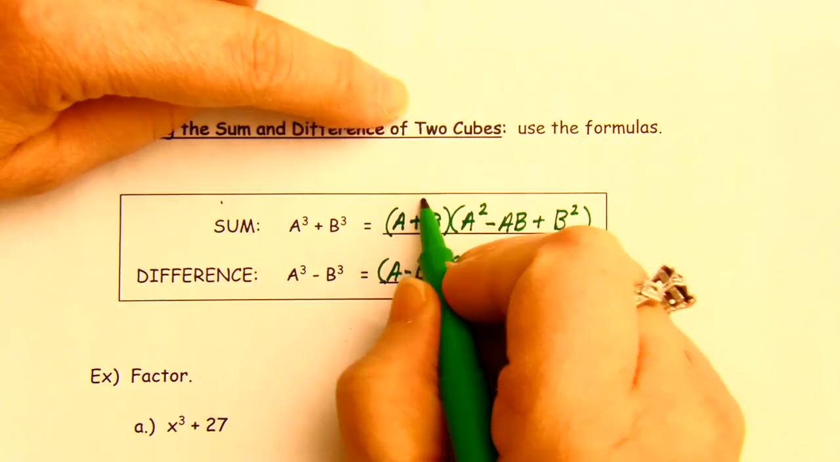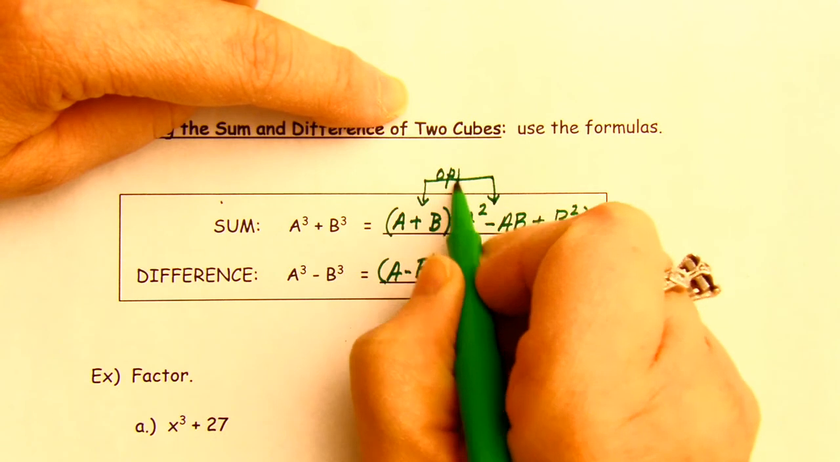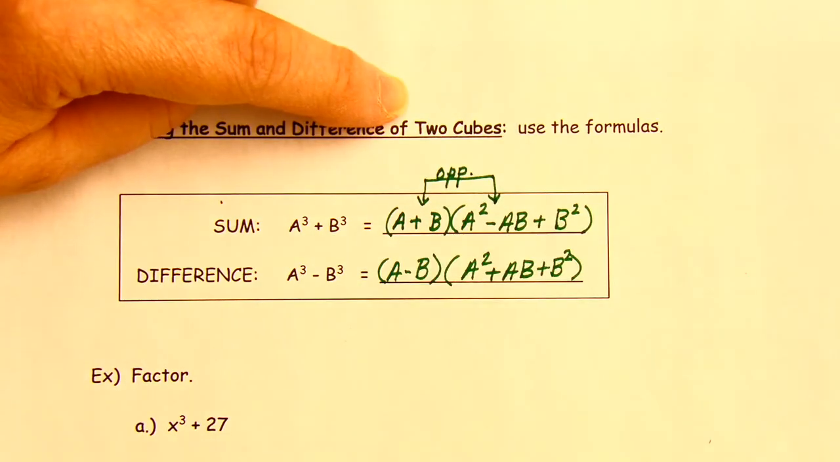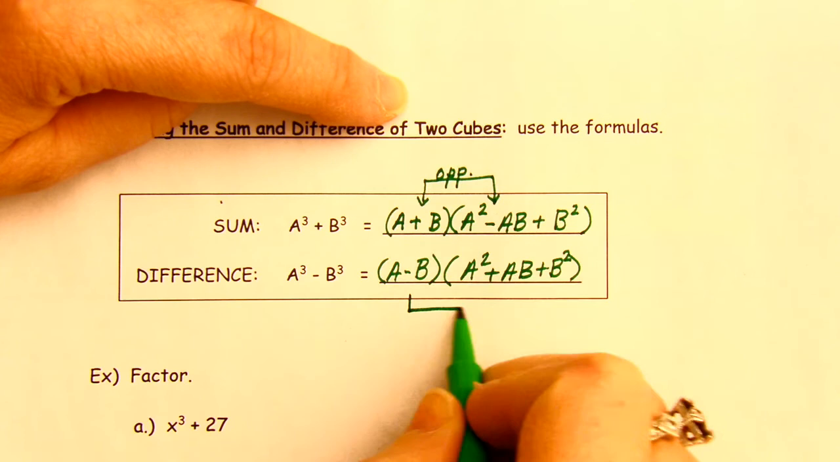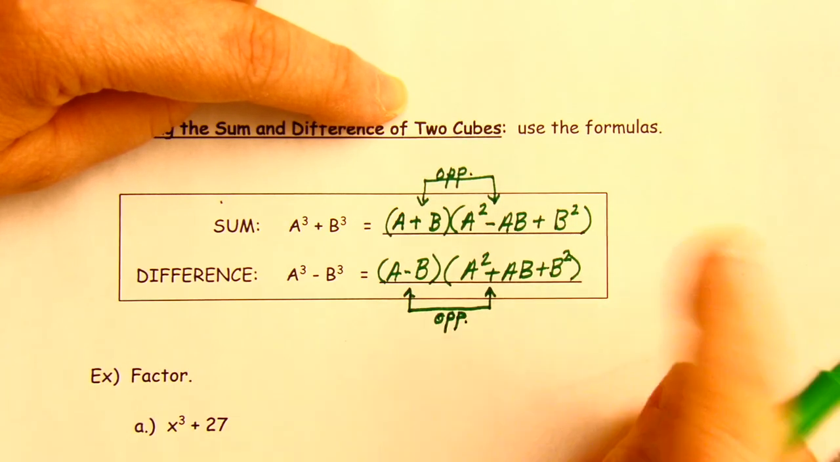Okay, again, these signs have to be opposite. I'm going to write OPP, abbreviate, opposite. And these signs have to be opposite. This will always be plus on the end.